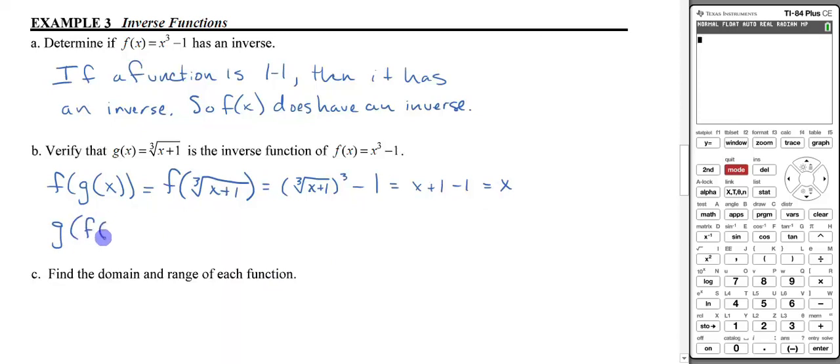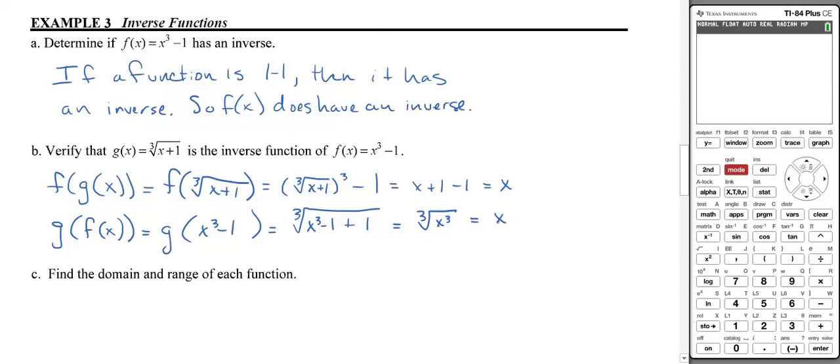g of f of x is your x cubed minus 1. The g function says cube root of some input plus 1. The input is the x cubed minus 1. This gives me the cube root of x cubed, which is x. Therefore, they are inverses.